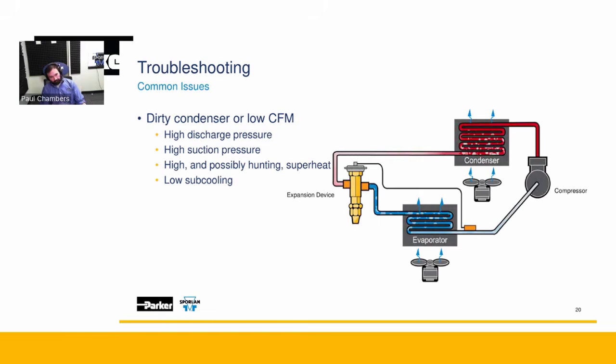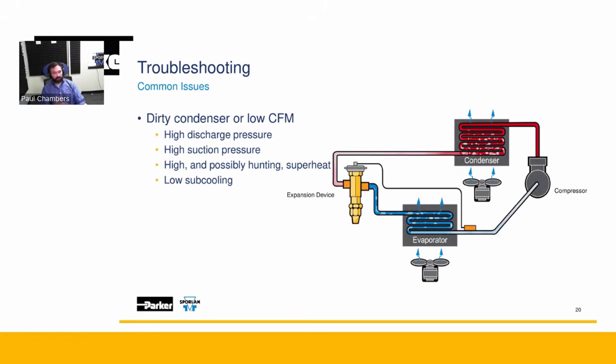And so if you're on a system, you're working on it, all your pressures are high, your superheat is really high. It might be hunting, moving around as it's unable to control. Your subcooling's low. Look at your condenser. Is it dirty? Is your condensing fan bad?